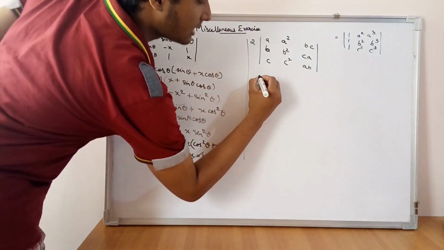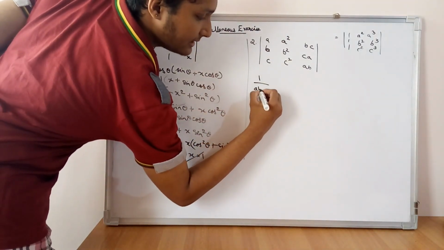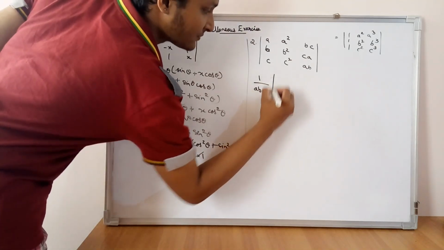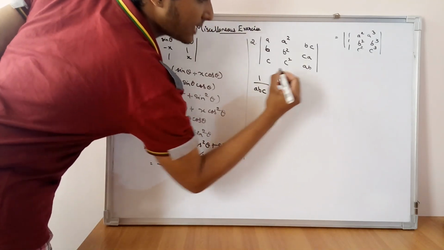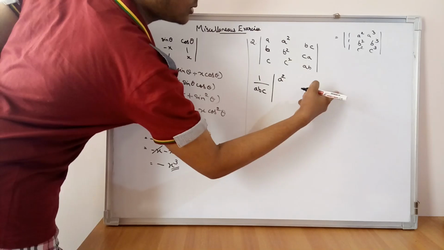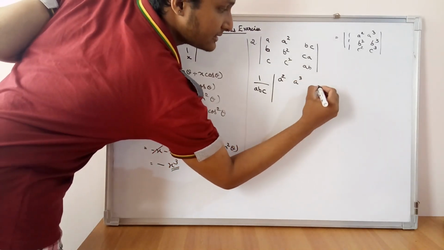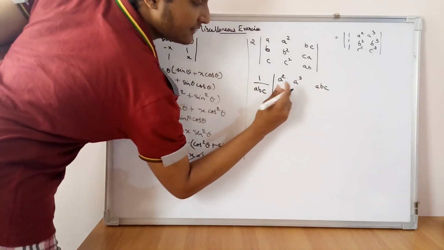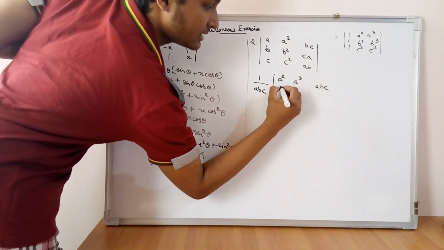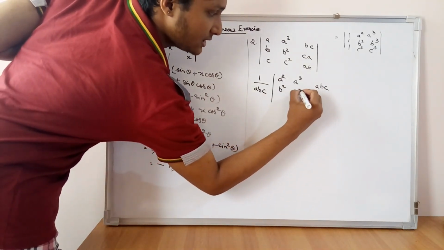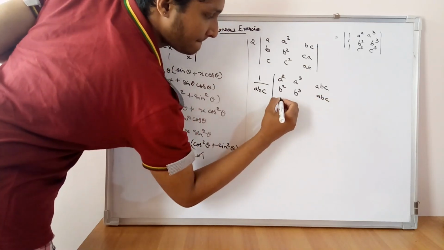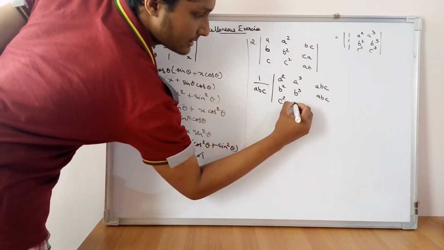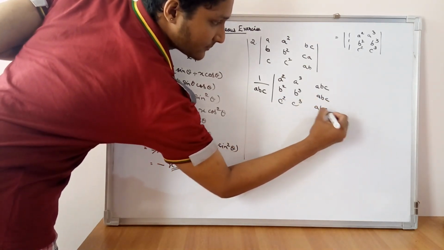So I need to cancel that off. So I write 1 by ABC first, then this becomes a square since I multiplied a to the whole column. So this is a cube and this becomes ABC. Similarly, if I multiply b with the second column, this becomes b square, this is b cube, this is ABC. Then you have c square, c cube, ABC.